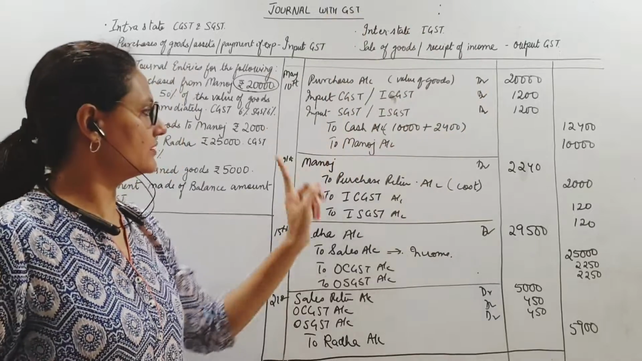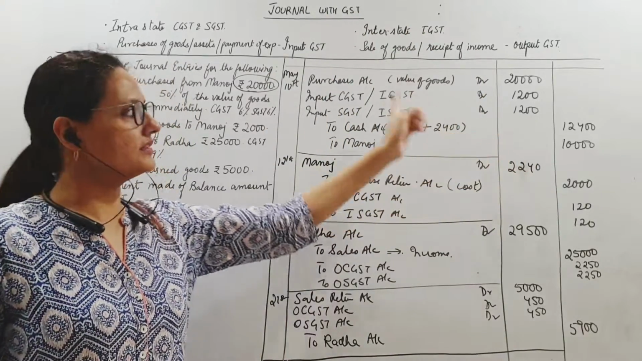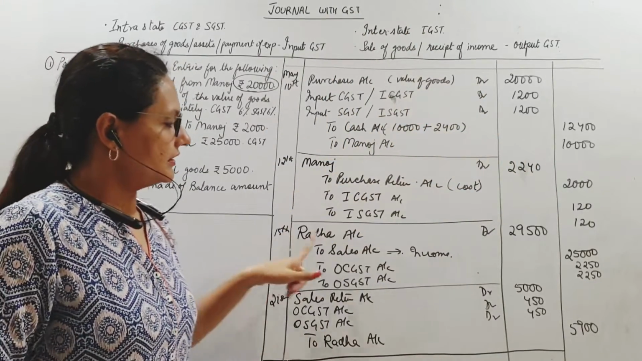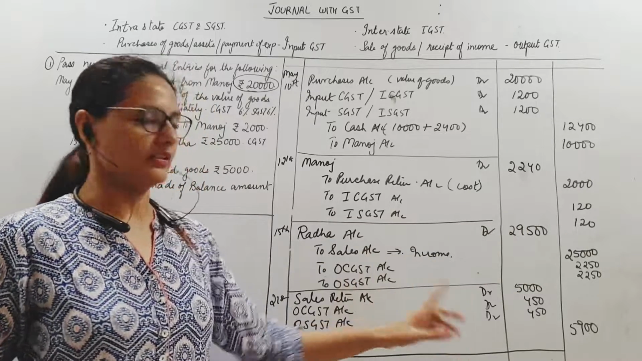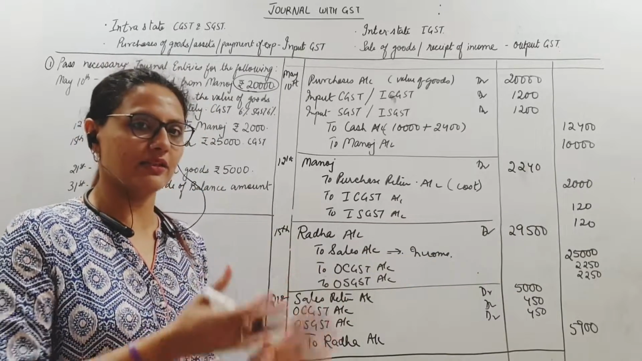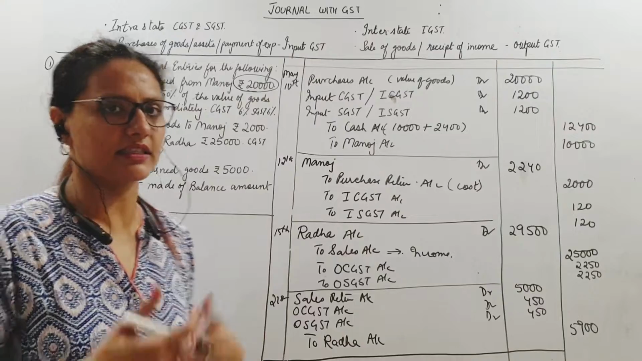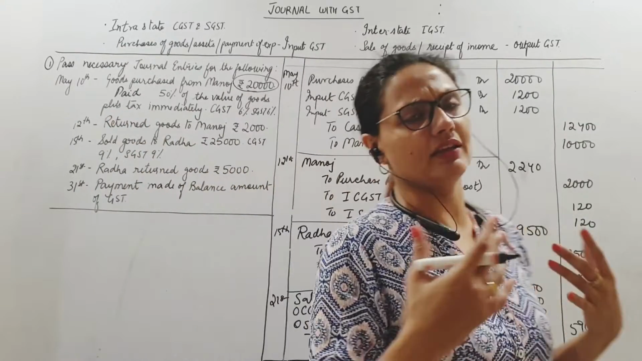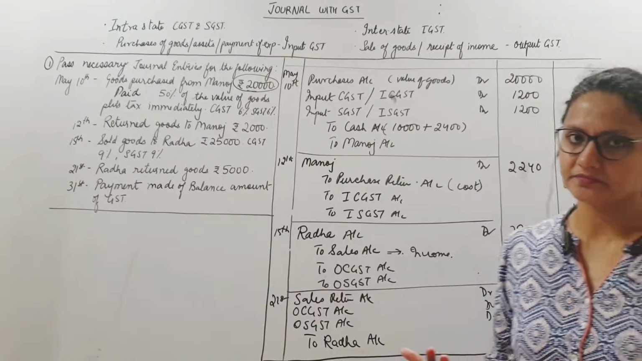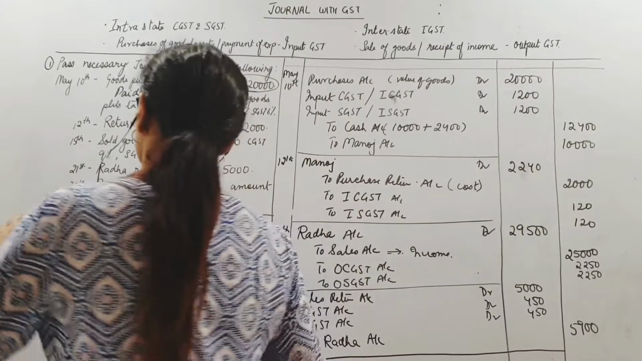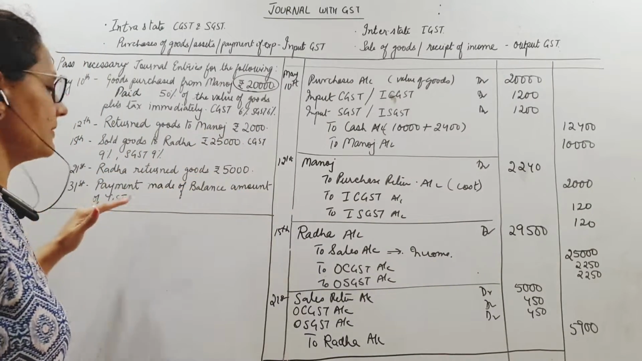Purchase with the value of goods, purchase return with the value of goods. Then you calculate tax. Sales and sales return with the value of goods, then you calculate tax, and then you see the other account. It can be for cash, it can be on credit. Clear? Now, coming to the last one, payment made of balance amount of GST.